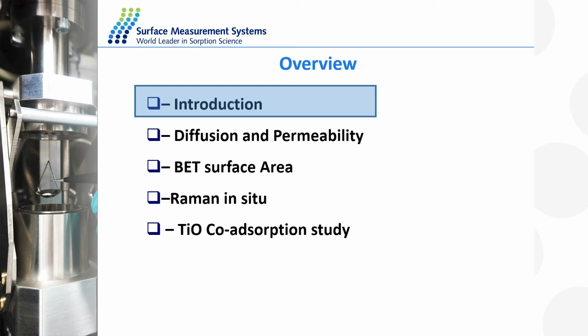We're going to start with how does the Raman setup and work in a standard experiment. And then we're going to finish with an application study that use DVS and Raman to study co-absorption on a sample of titanium oxide.